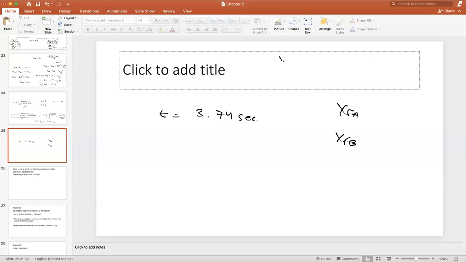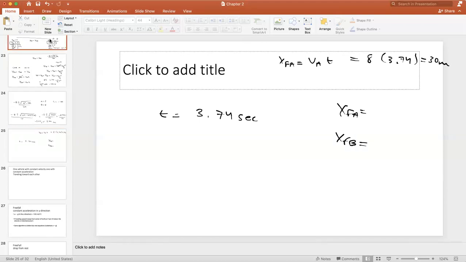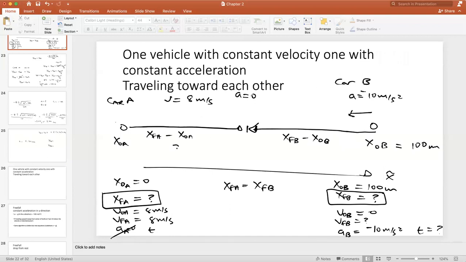Now we know they're equal. So x final of A, we said, was vA times t, where vA was 8, and t is 3.74, right? So this is equal to, what is 3.74 times 8? It's about 30. So 30 meters. That means that if we go back to our drawing, this guy will have traveled 30 meters. This guy will have traveled 70 meters at the time where they run into each other, okay?